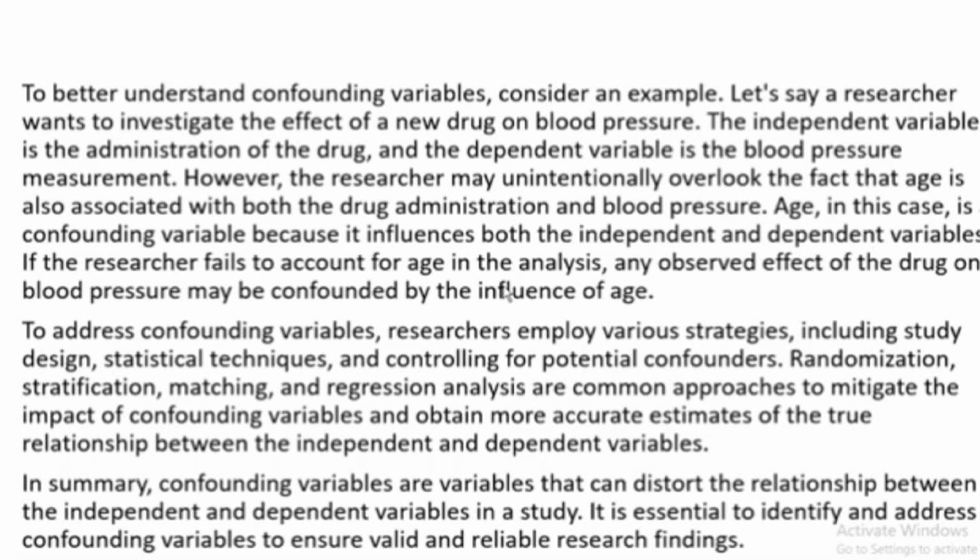If the researcher failed to account for age in the analysis, any observed effect of the drug on blood pressure may be confounded by its influence. To address confounding variables, researchers employ various strategies including study design, statistical techniques, and controlling for potential confounders. Randomization, stratification, matching, and regression analysis are common approaches to mitigate the impact of confounding variables and obtain more accurate estimates of the true relationship between independent and dependent variables.